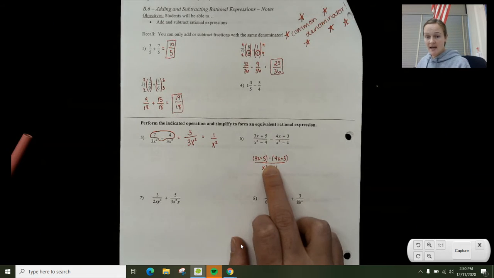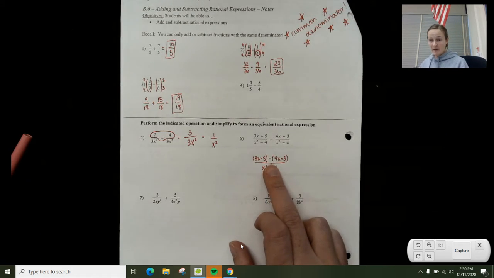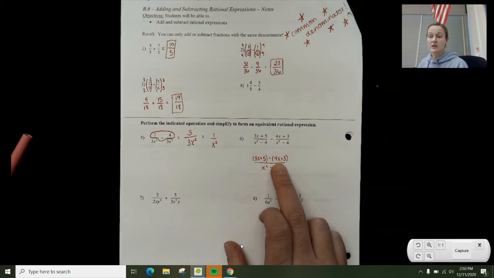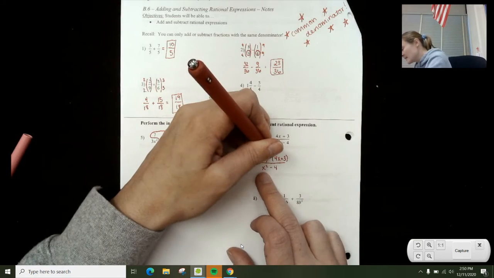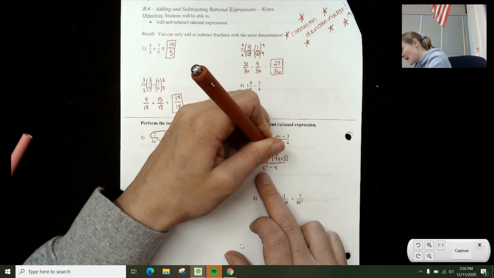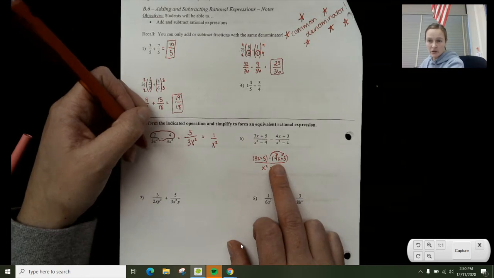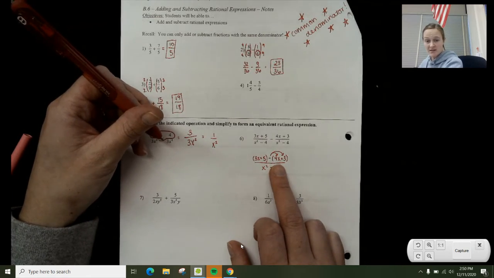Notice this minus sign. This only happens when you have a minus sign in the middle. Think back to when we subtracted polynomials. You have to distribute that subtraction sign to the next polynomial to change those signs. So this is going to be minus 4x minus 3. And this is where subtraction gets just a little bit tricky with rational expressions.